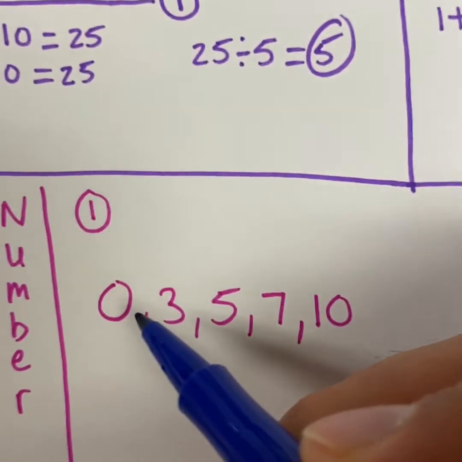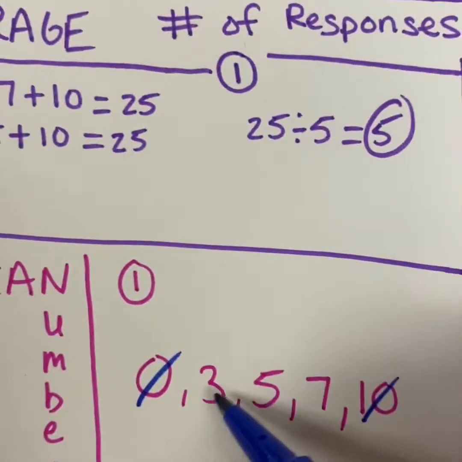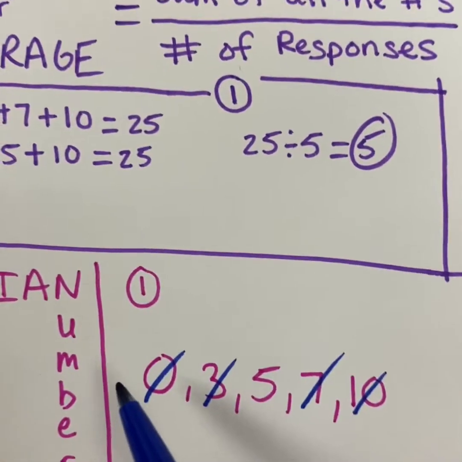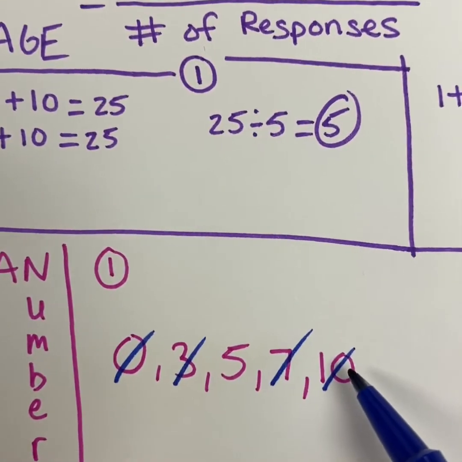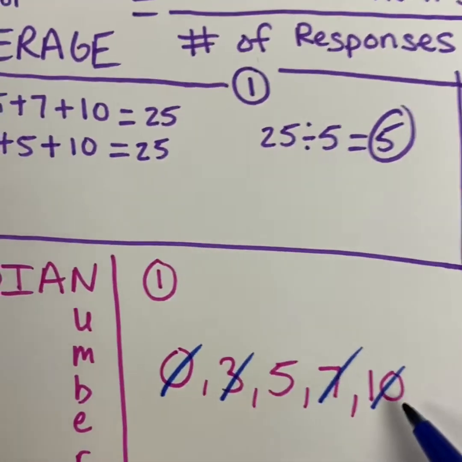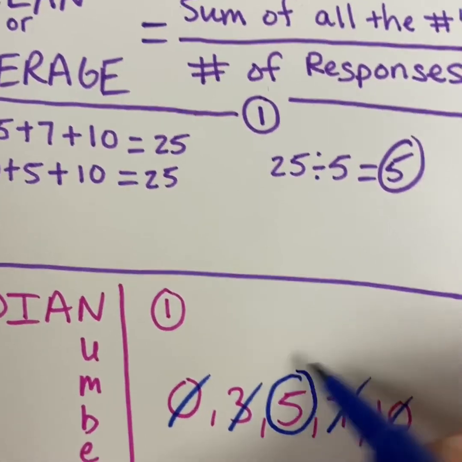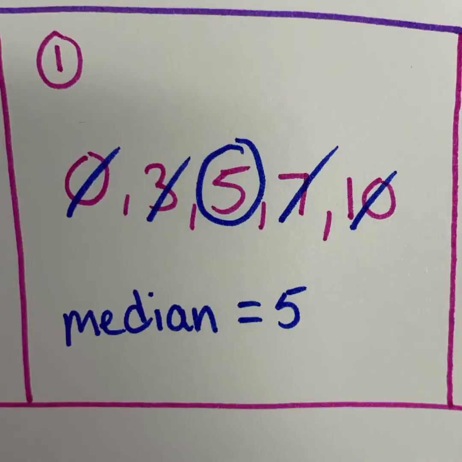We're going to look at here. We have a 0. That one's gone. 10, gone. 3, gone. 7, gone. So I'm going from 1 from the top, 1 from the bottom, the biggest number, the next smallest number, the next biggest number, and we are left with the number that sits right in the middle of our data set. So the median for our first data set is 5. Our middle number was 5.